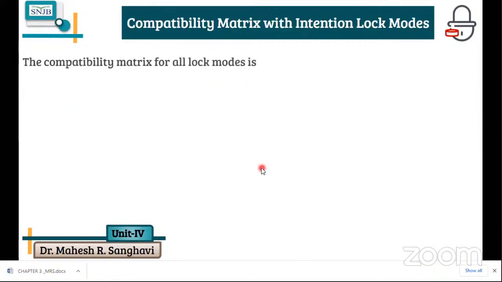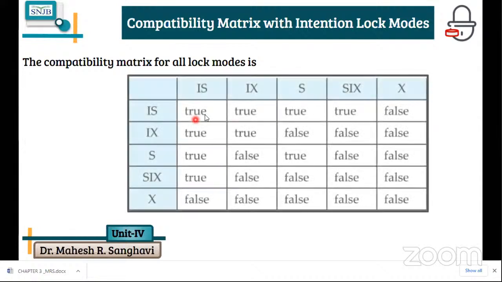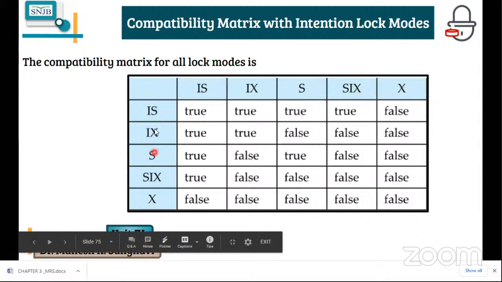The way we have seen the compatibility matrix for S and X mode, we also have a compatibility matrix for all these lock modes. You can observe here there is IS, that is intention shared, intention exclusive, shared, the combination of shared and intention exclusive, and finally the exclusive mode. You can observe this matrix has the same thing on the row side also.